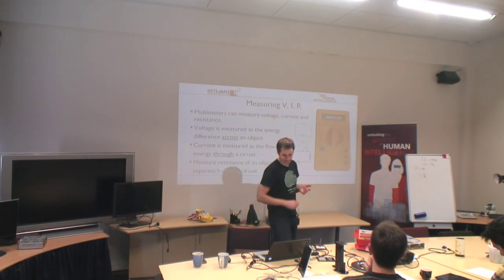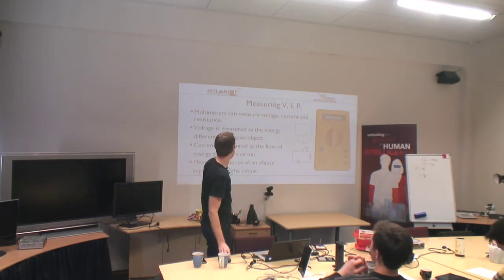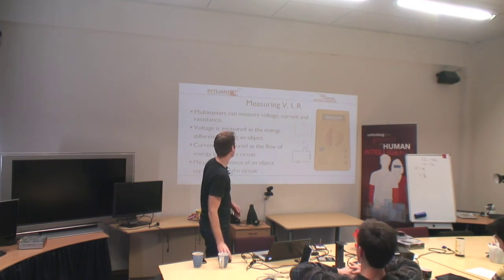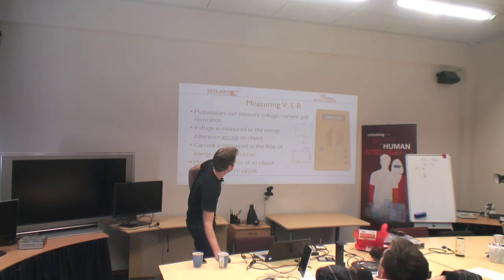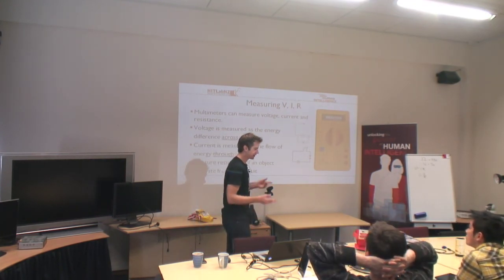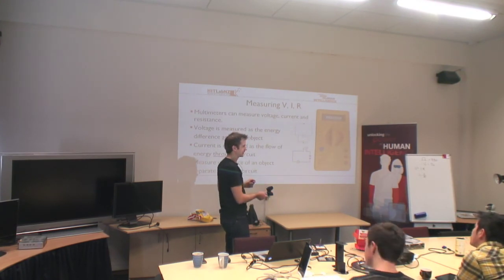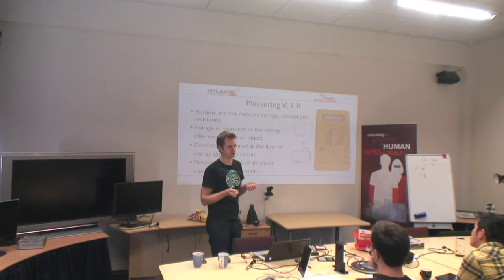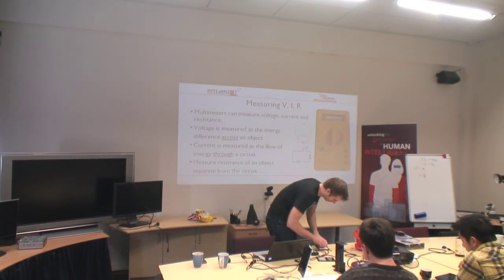And if you take nothing out of this lesson, remember this. Voltage is measured as the energy difference across an object. So if we have a circuit here, here's our battery, here's our light bulb, you basically just connect it across the circuit. So don't touch the circuit, just say, okay, I want to measure what the voltage difference is across this light bulb. So let's do an example here.